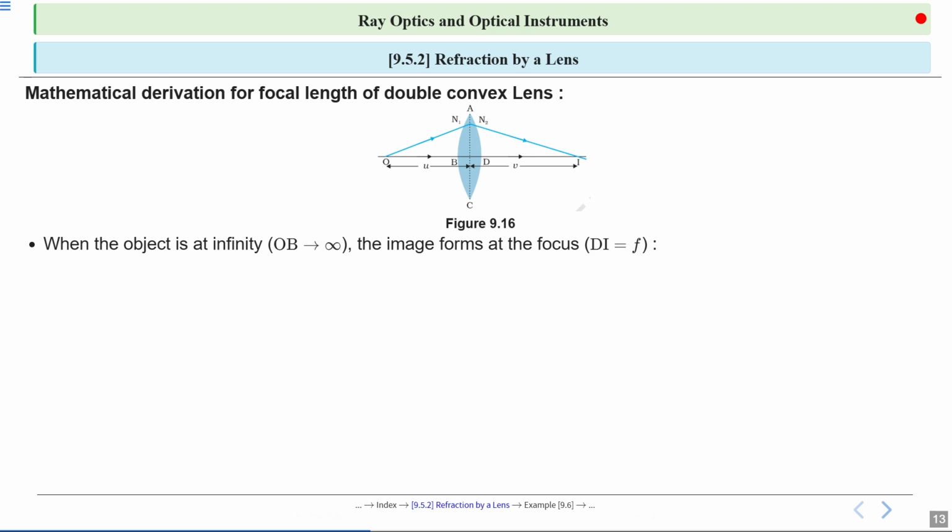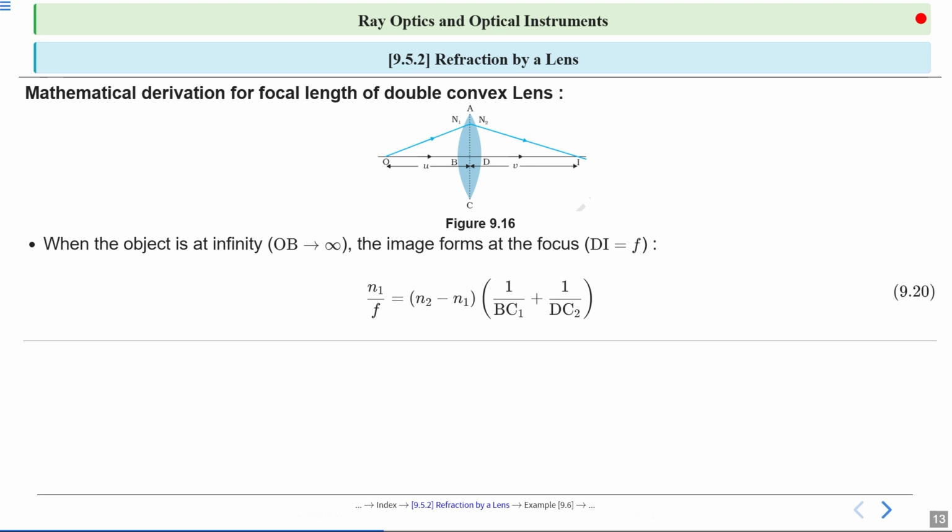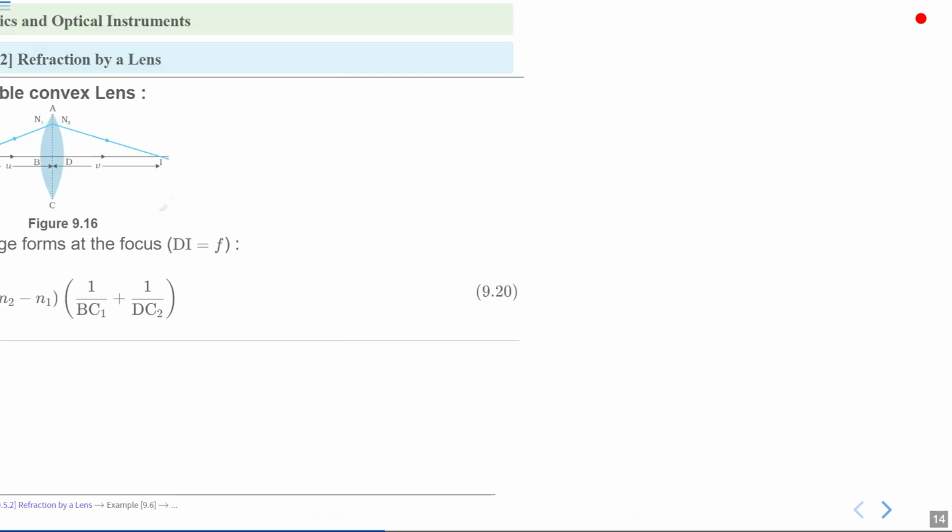So N1 upon OB will become 0 and N1 upon DI will become N1 upon F. This equation becomes N1 upon F equal to N2 minus N1 times 1 by BC1 plus 1 by DC2. Mark it as equation 9.20. Now we will divide by N1 on the right side, so it will become N2 upon N1 minus N1 upon N1. N1 upon N1 becomes 1, so N2 upon N1 minus 1.